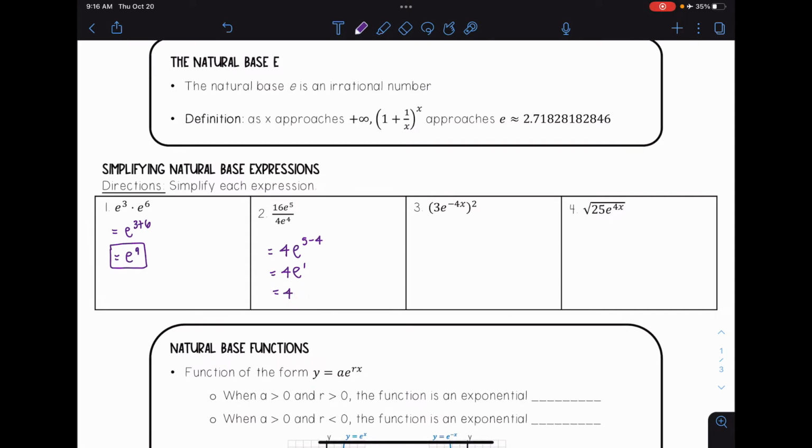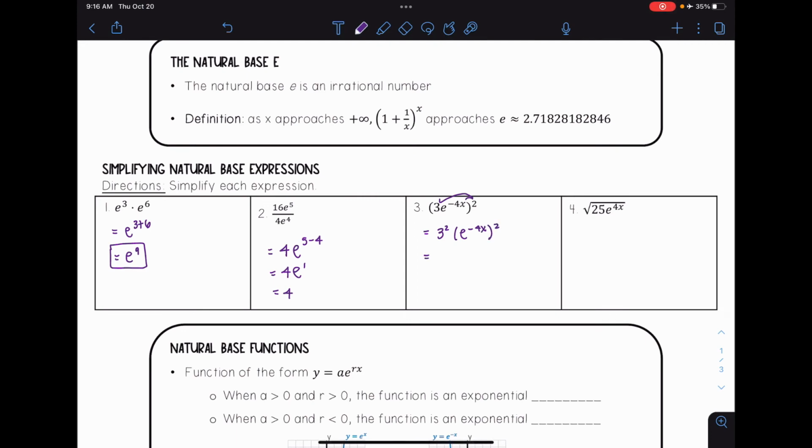For number 3, I have 3e to the negative 4x, all raised to the second power. With the parentheses and it's raised to an exponent, I'm using the power of a power property. That one told me I multiply the exponents. However, you need to be careful here because I need to distribute this power of 2 to the negative 4x and to my 3, which is really raised to the first power. So this would become 3 squared and then e to the negative 4x, squared.